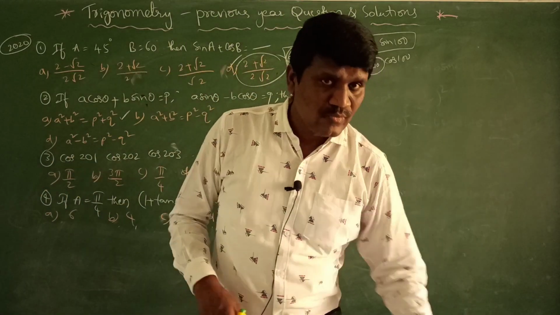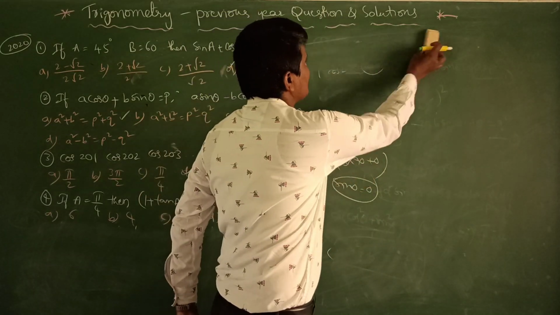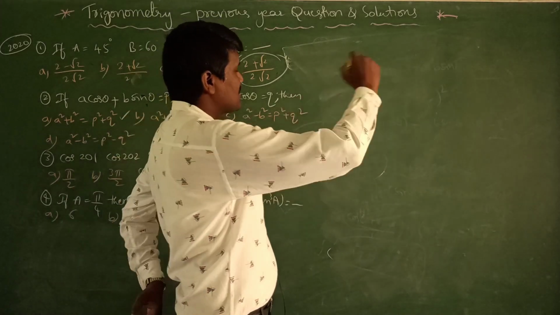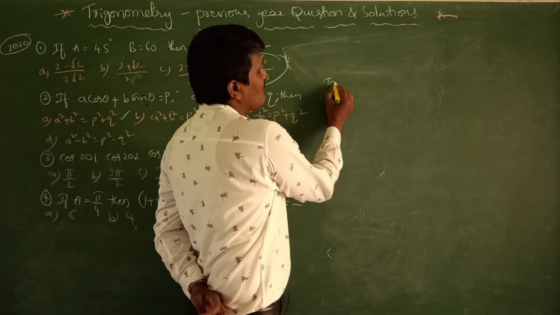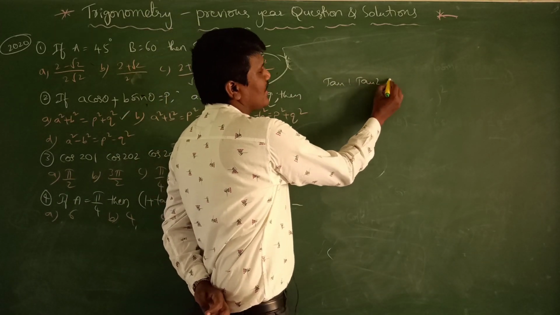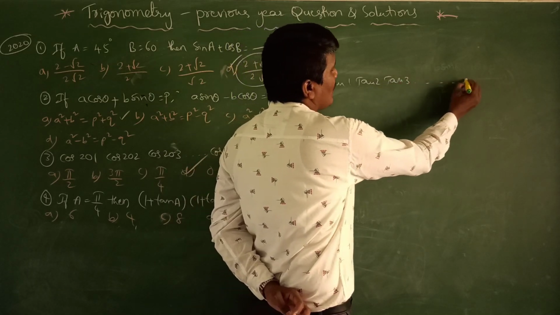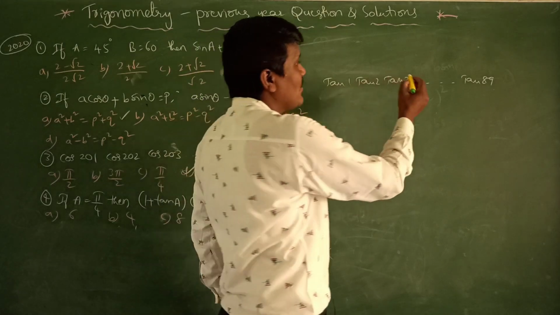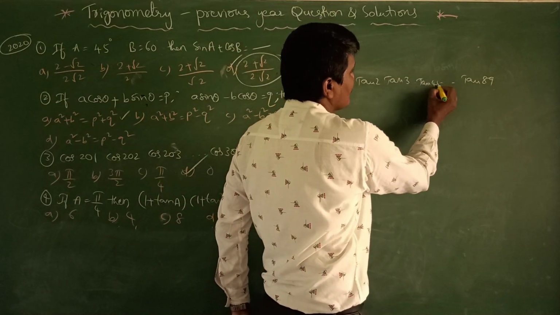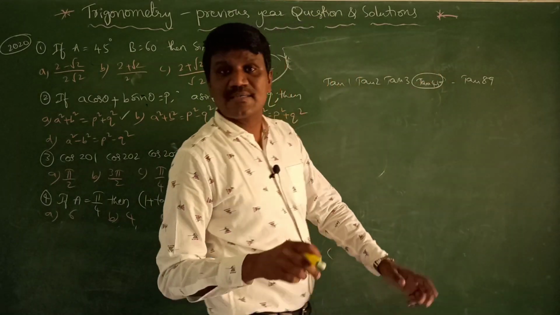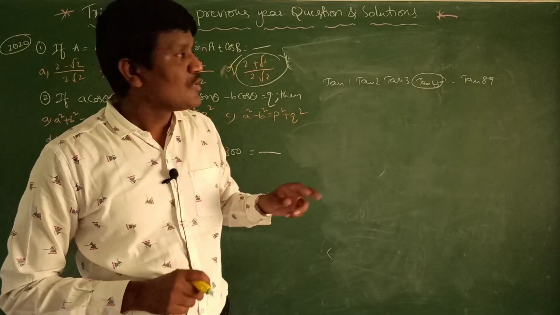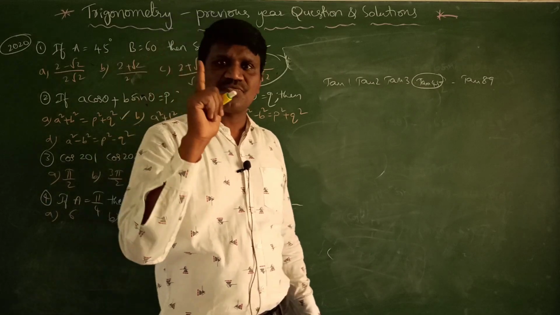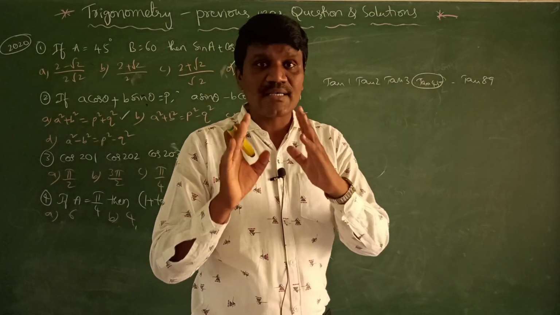Let us see now. Tan is also possible, right? If the question is based on tan, suppose they ask a question like this: tan 1, tan 2, tan 3, and so on up to tan 89. They'll ask like this, and somewhere in between is tan 45. A question based on tan is also possible. So if the question is based on tan, the answer will come as 1.